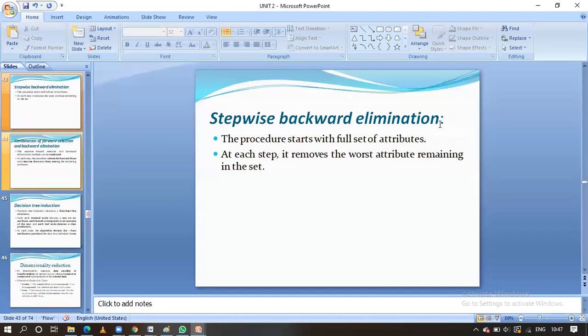In the second process, guys, stepwise backward elimination, that is the reverse process. Here we take the full attribute set. We pick one attribute and check for goodness, and if it is good, we keep it inside. If it is worst, we remove that attribute, guys. That is stepwise backward elimination.